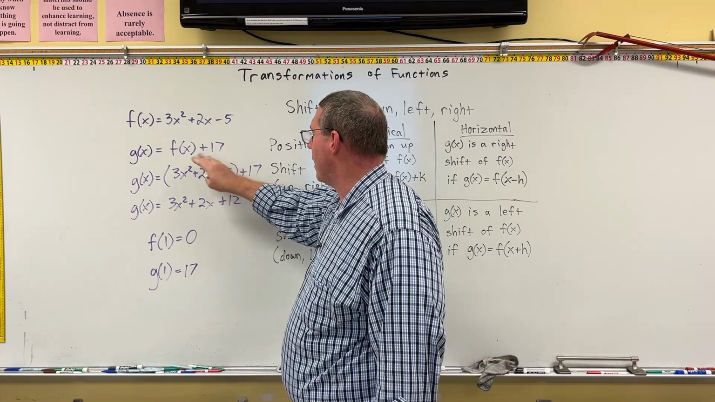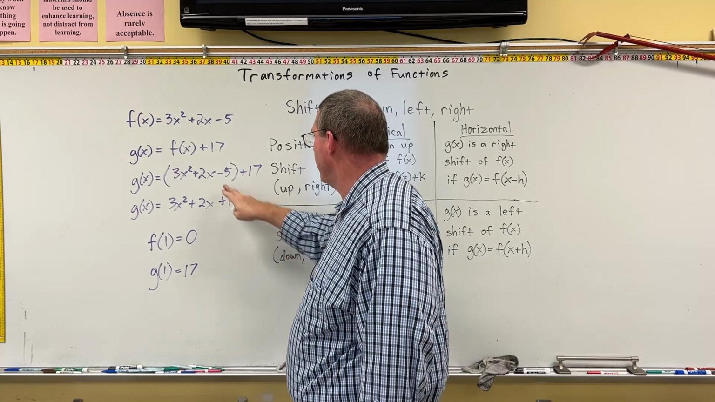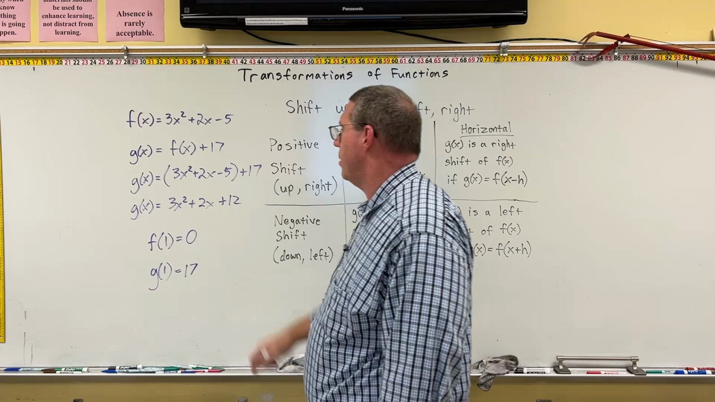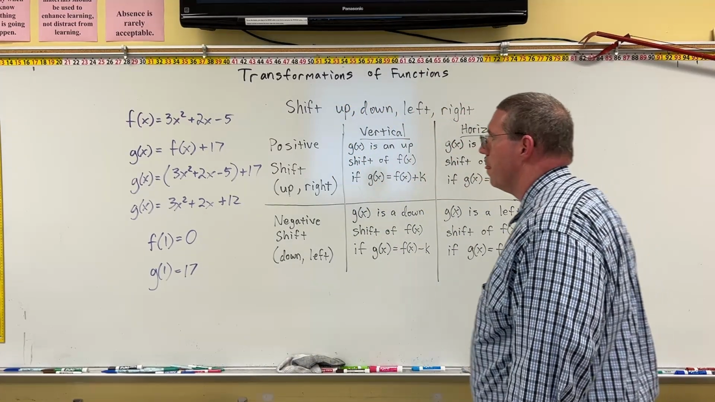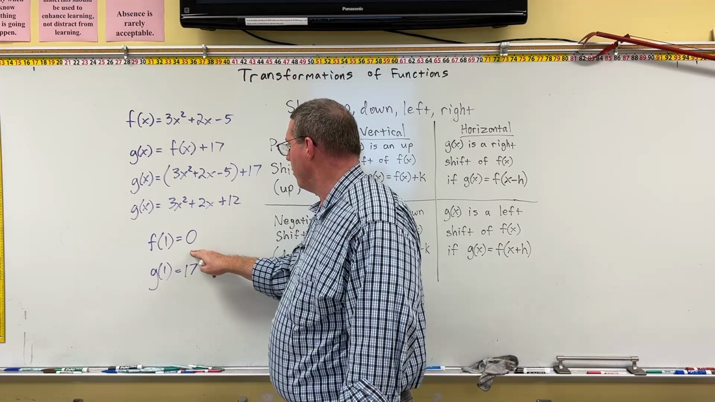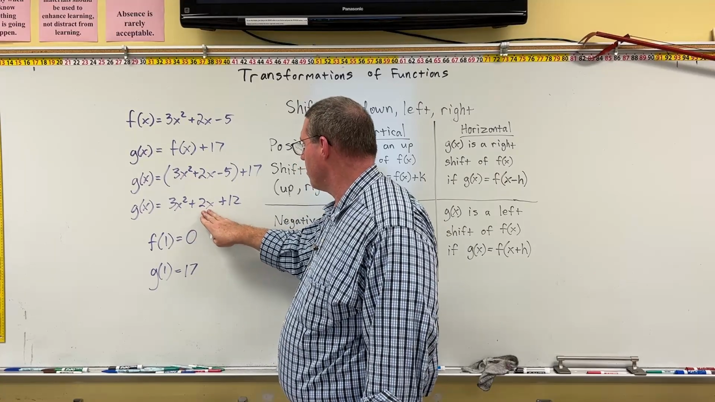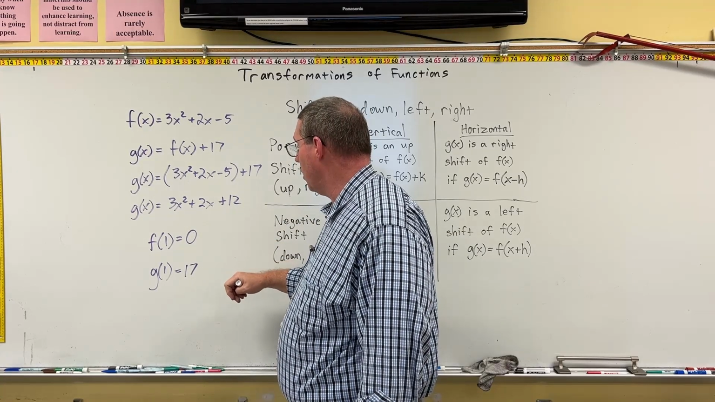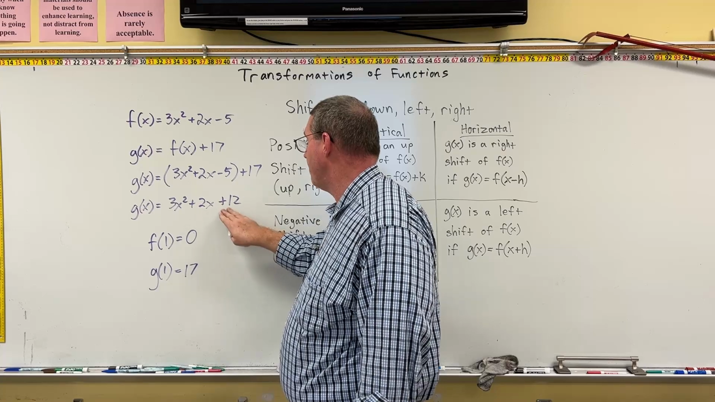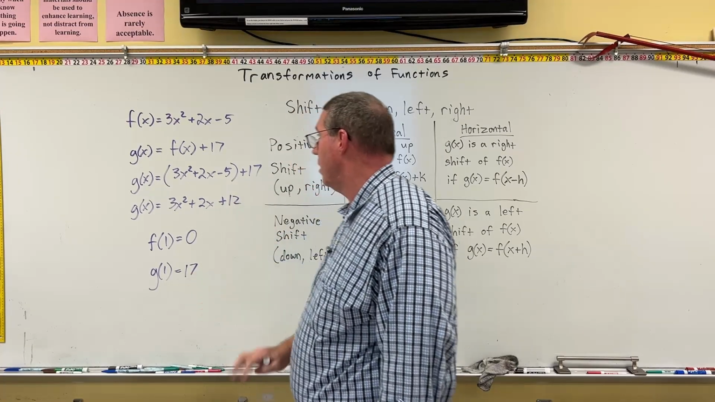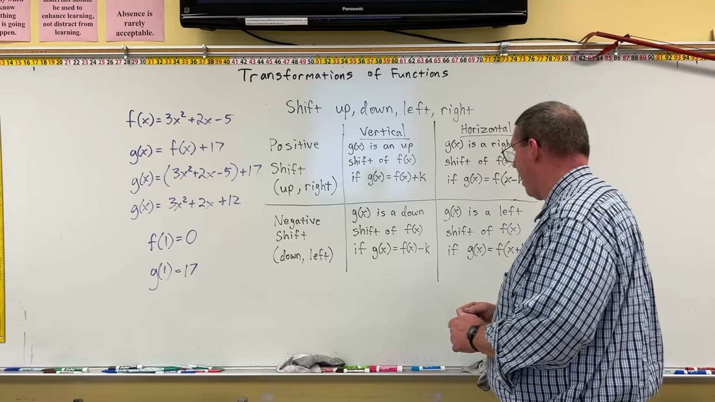We could do the exact same thing with a negative shift. We could have put minus 17 here, and negative 5 minus 17 would wind up being negative 22. This would still be f of 1 is 0, and we'd have 3 plus 2 is 5, and 5 minus 22 would be negative 17. And so either way, it works out, okay?